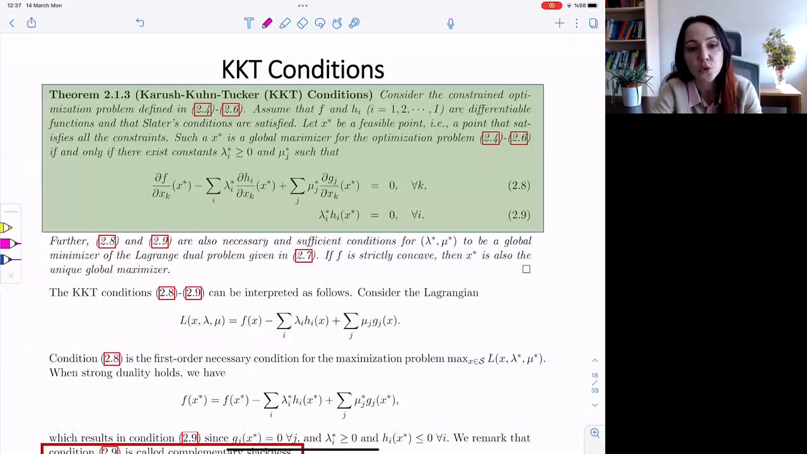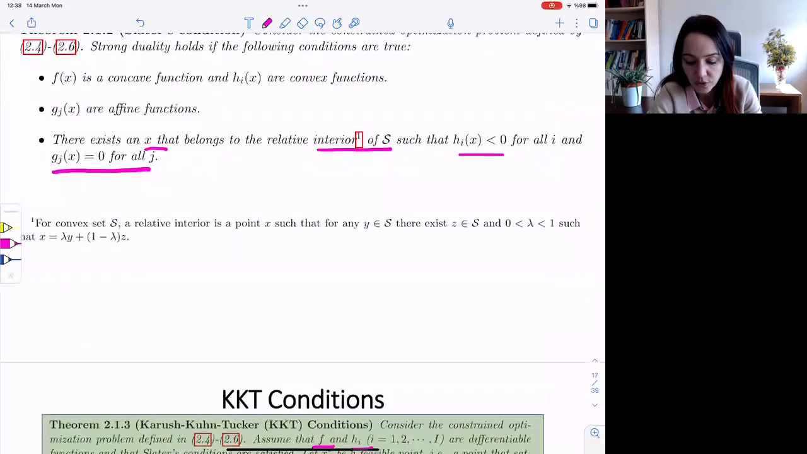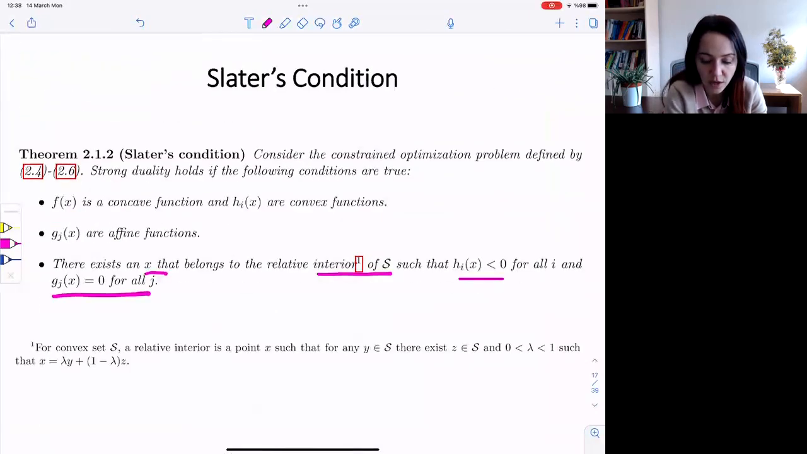Now let's talk about the Karush-Kuhn-Tucker conditions. Consider the constrained optimization problem that we've defined. Assume that f and h sub i are differentiable functions and that Slater's conditions are satisfied. Remember, Slater's conditions are about the convexity of the h sub i's and the affineness of the g sub j's, in addition to this third condition, that there exists an x that belongs to the relative interior such that the inequalities are satisfied strictly and the equality conditions are also satisfied. Okay.